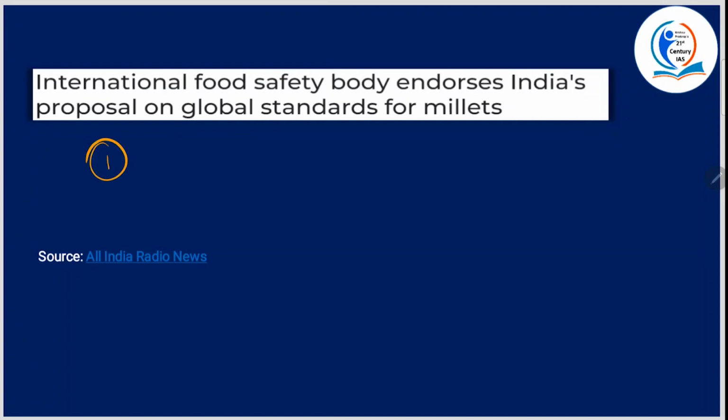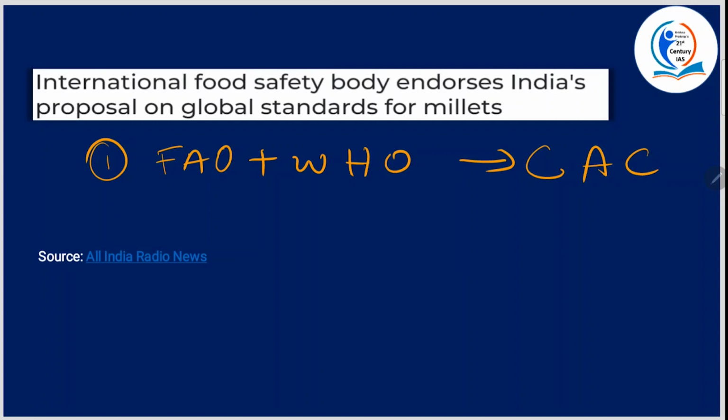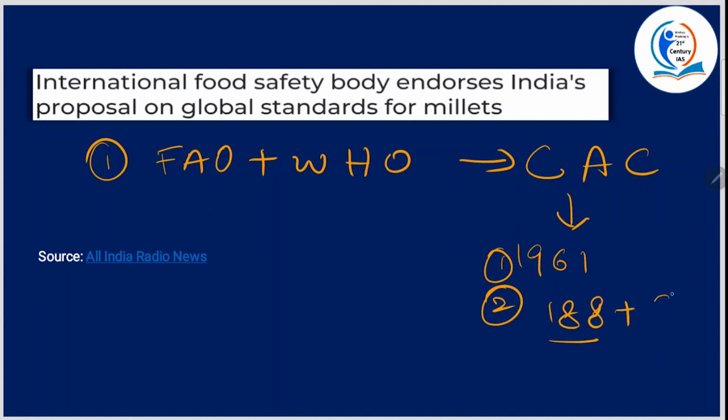So here you should know about a commission which was formed by FAO and WHO together, and it is the Codex Alimentarius Commission, which we have seen in previous C.A.R.E sessions. This Codex Alimentarius Commission was formed in the year 1961 and it has 188 member countries plus 1 member organization, and that is the European Union. That means it has 189 members in total.